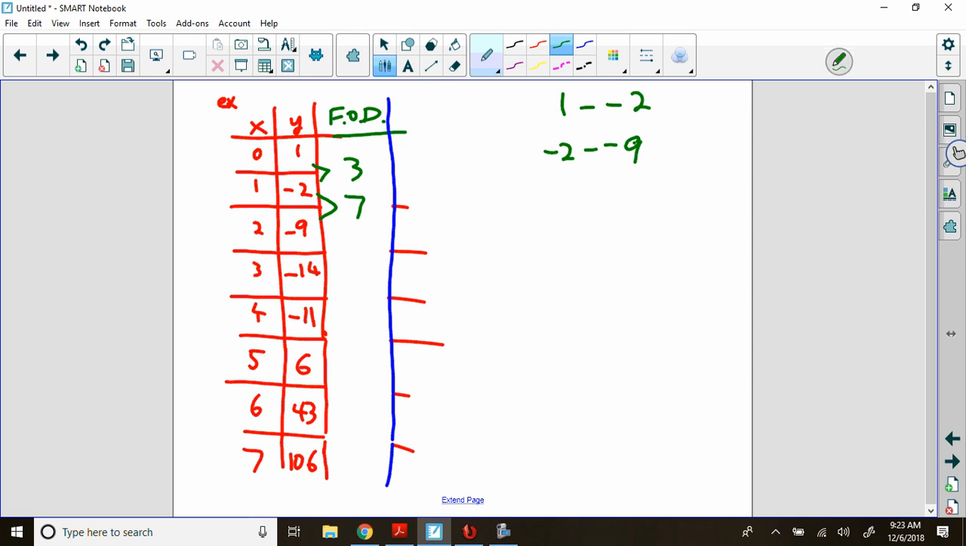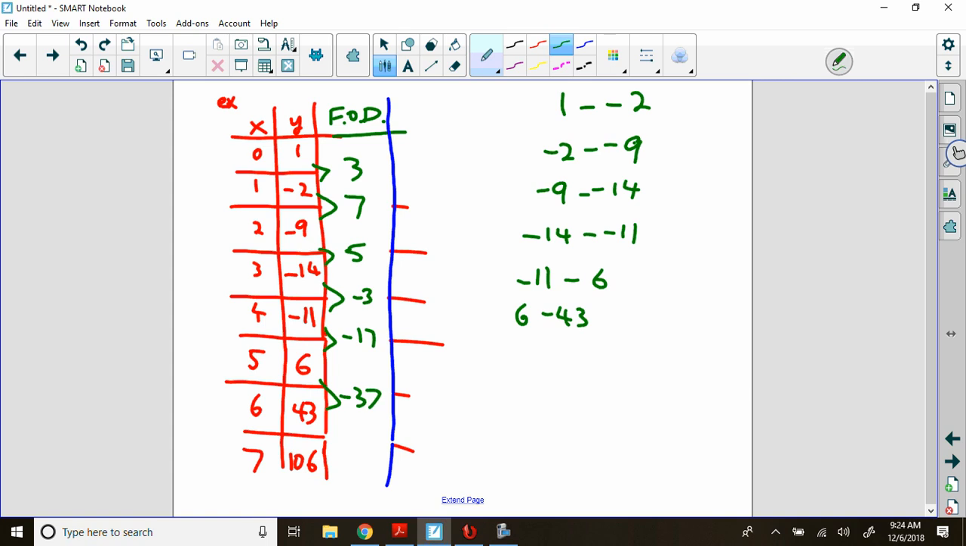I don't know how far out I'm going to have to subtract. So then we got negative 9 minus minus 14. So is that going to be 5? Okay. So then I got to take negative 14 minus minus 11. Is that negative 3? Negative 3, okay. And then I got negative 11 minus 6. So is that negative 17? And then I got 6 minus 43, so that's negative, is that 30? Negative 37, okay, thank you.